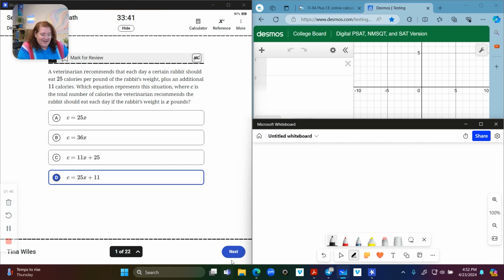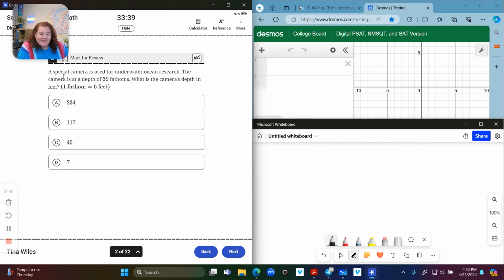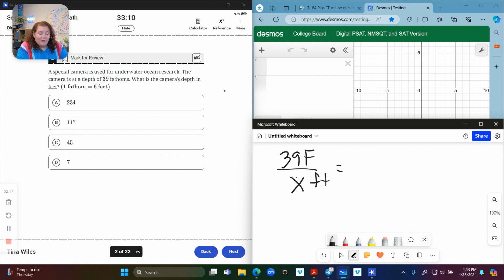All right, next problem. A special camera is used for underwater ocean research. The camera is at a depth of 39 fathoms. What is the camera's depth in feet? And then they give us that 1 fathom equals 6 feet. So the easiest way to approach this is to set it up as a proportion. We have 39 fathoms, and we want to know what that is in feet. And we know that 1 fathom is equal to 6 feet.